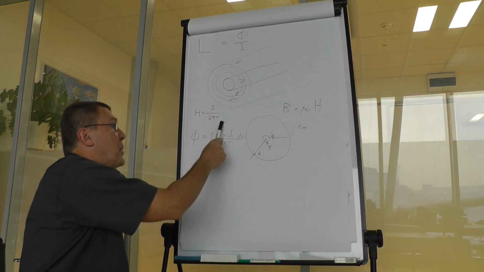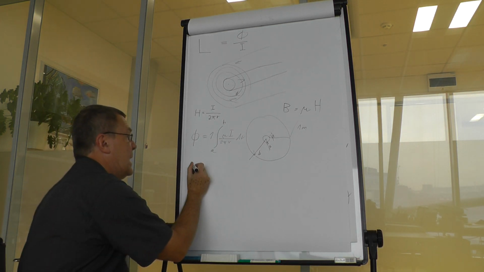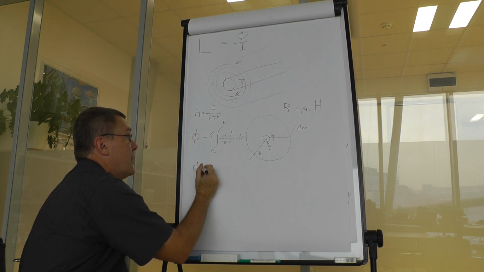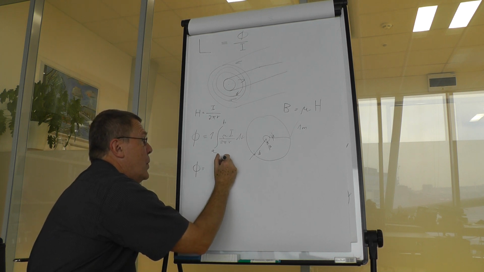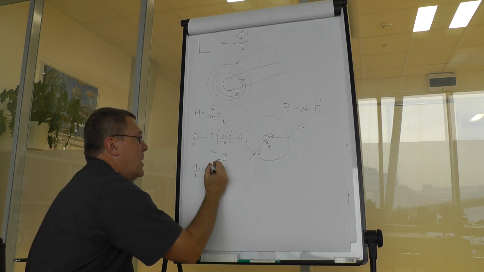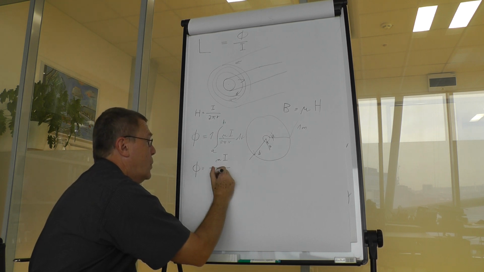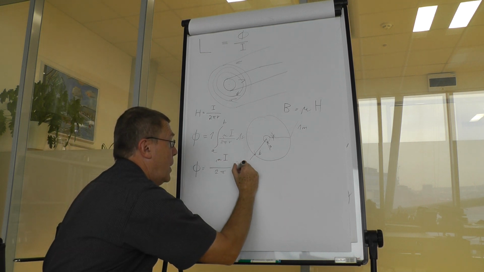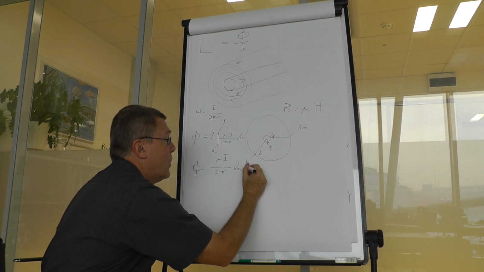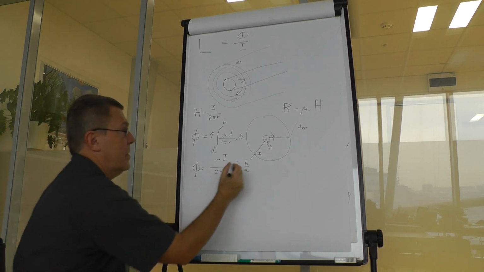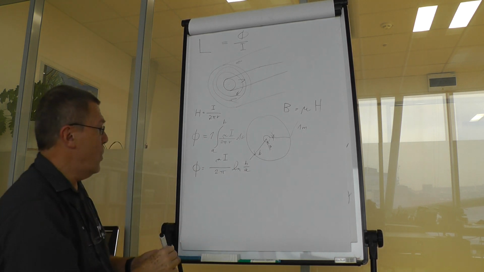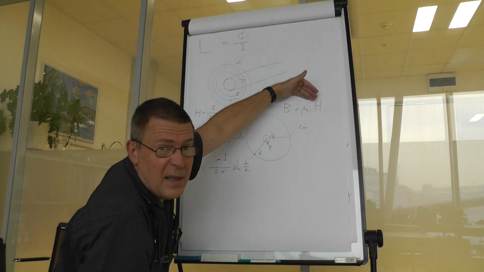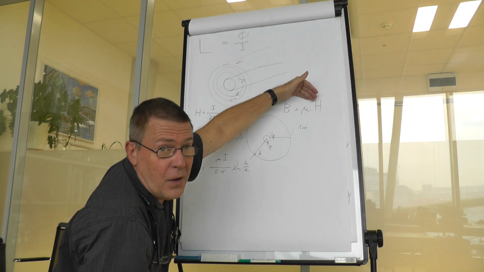Putting in the upper and lower bound, we would get an equation for phi, which is mu I over 2 pi natural logarithm of b over a. So now we have the flux that flows through a 1 meter long section of a coaxial cable.